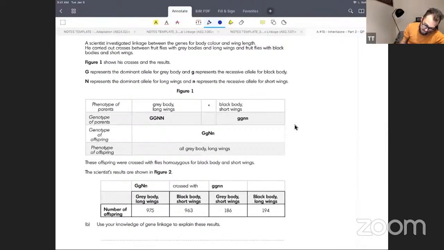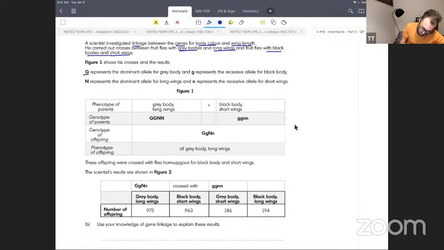Okay, the scientist investigated linkage between the genes. So what do we know? That they're on the same chromosome. Okay, done. So that's what's going off in my head at this point. Genes for body color and wing length. He carried out crosses between fruit flies with gray bodies and long wings and fruit flies with black bodies and short wings. Okay, so that's what we've got.